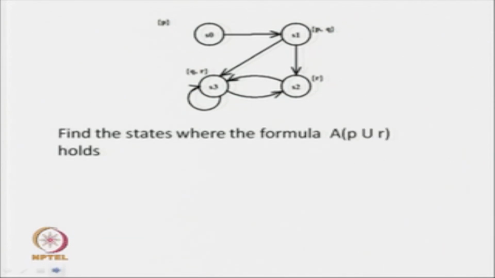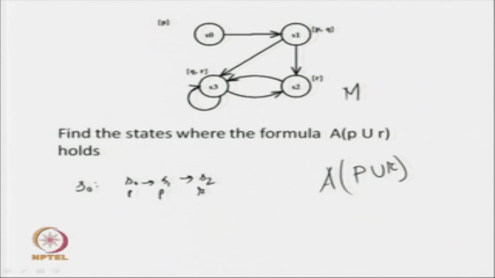Now, just look at this particular model again. This is the model M, and we are concerned about this particular formula, A[P until R]. P remains true until R becomes true. So again, we have to see all the states. From S0, what will happen? It will go to S1. In S0, P is true, then in S1 P is true, then we get S2 where R is true. This is one execution path.